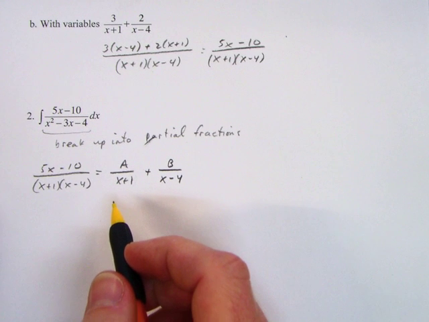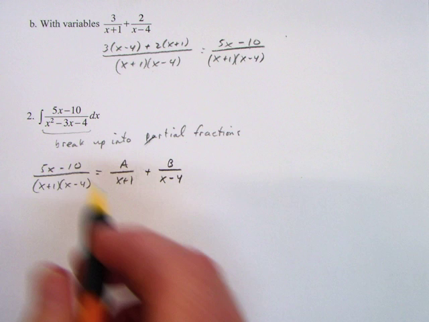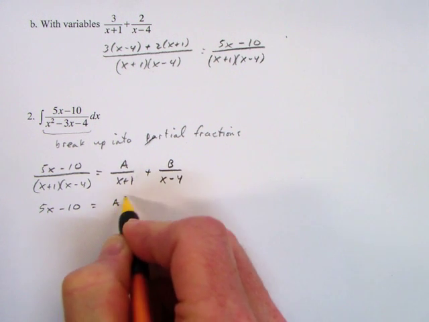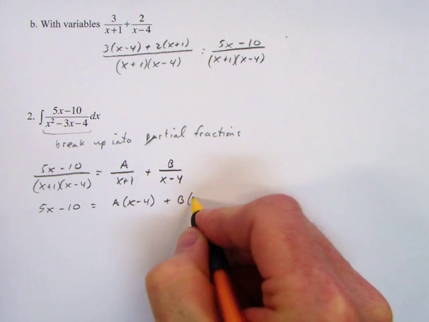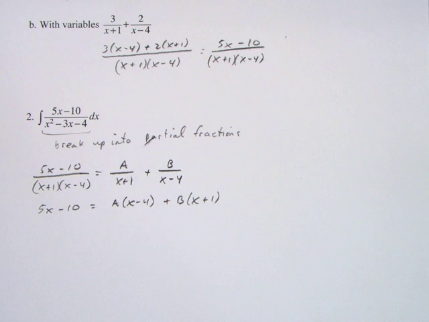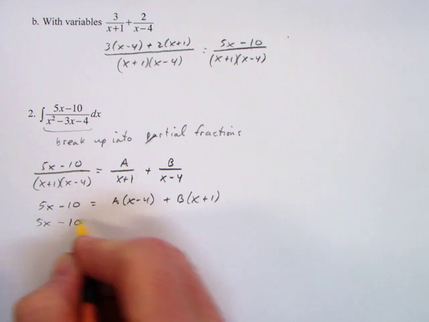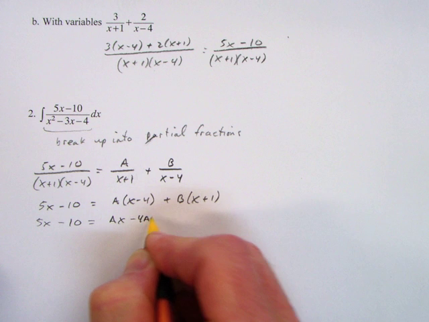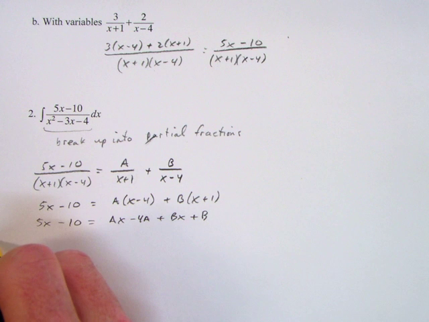At this point, what we do is multiply everything by the denominator, (x plus 1)(x minus 4). That will clear them all. And we're left with 5x minus 10 equals A times (x minus 4) plus B times (x plus 1). Now, there's a couple ways that you can go about doing this. Let's just multiply this out to say Ax minus 4A plus Bx plus B.